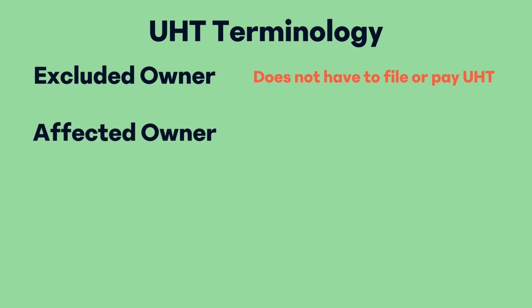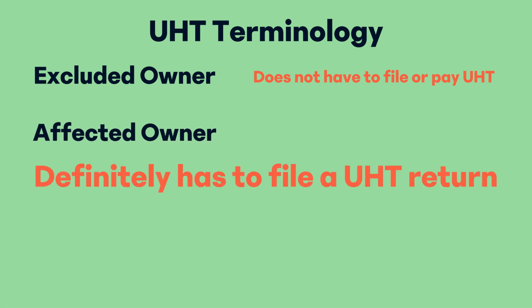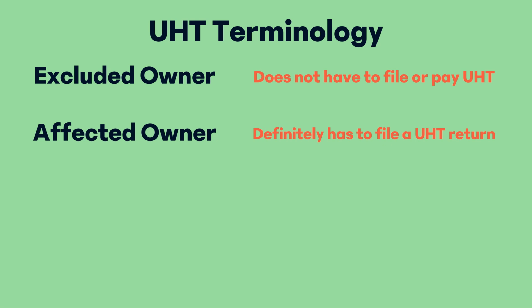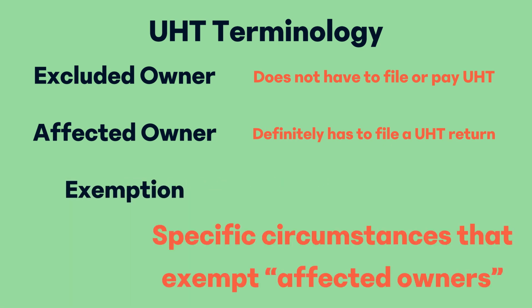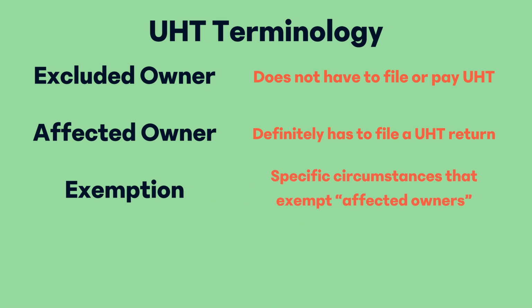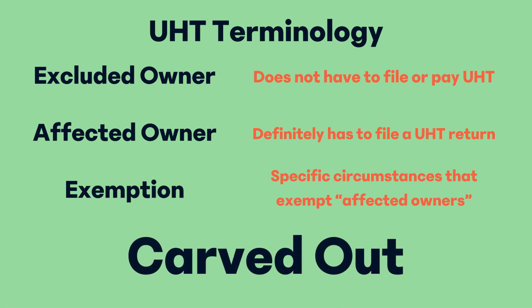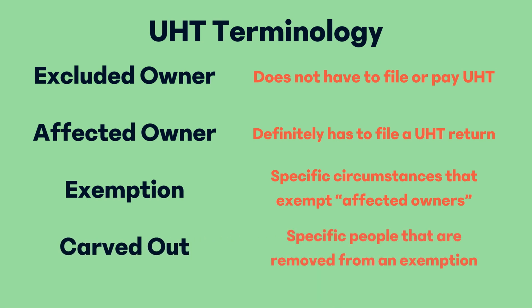An affected owner is someone who definitely has to file a UHT return, but may or may not have to pay any underused housing tax. Exemptions relate to specific circumstances that exempt affected owners from having to pay any underused housing tax. The UHT Act uses the term carved out to explain when specific people are removed from an exemption. It's like saying that people wearing blue shirts are exempt unless the shirt has buttons. So blue shirt button people are carved out from the exemption. Keep this in mind when reading about the UHT to help maintain your sanity.